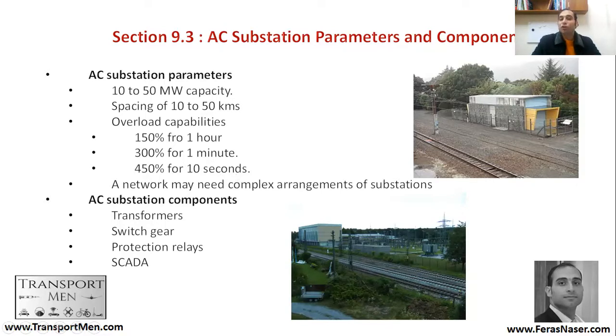A network may need complex arrangements of substations, but just remember we have a substation every 10 to 50 kilometers, and it supplies the railway line, and it gets its feed from the national grid. AC substation components, what do these substations consist of? They have transformers, switchgear, protection relays, and SCADA. These are some examples of the substation components.